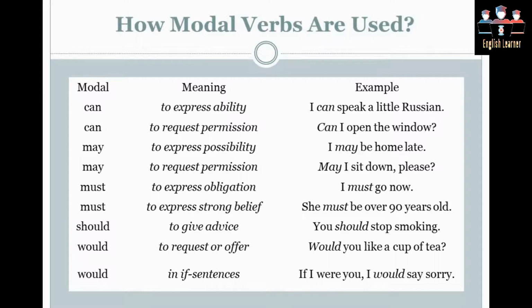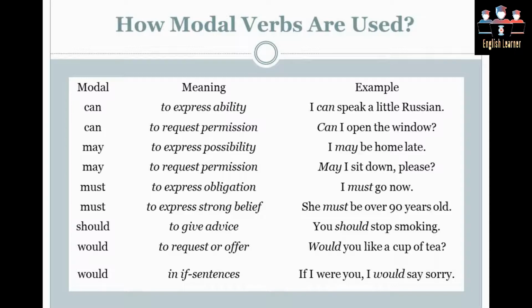The next usage of must is to express strong belief. She must be over 90 years old. This is a strong belief, that I am pretty sure that she is 90 plus. Next is should. Should is used to give advice to someone. You should stop smoking.